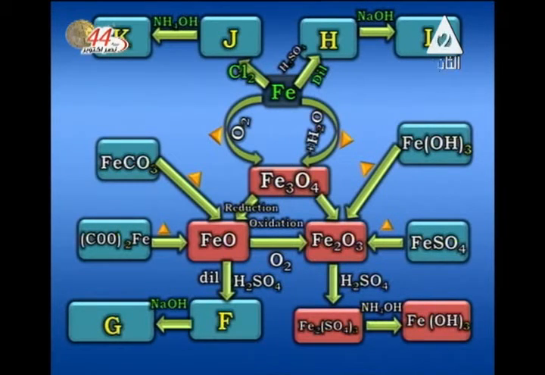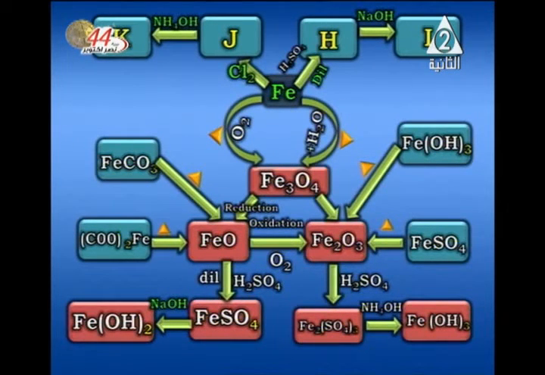Now looking at compound F. Here, when iron 2 oxide reacts with dilute sulfuric acid, it reacts by double substitution reaction also and gives iron 2 sulfate. That reacts with sodium hydroxide by double substitution reaction. It gives iron 2 hydroxide, which is a white-green precipitate.